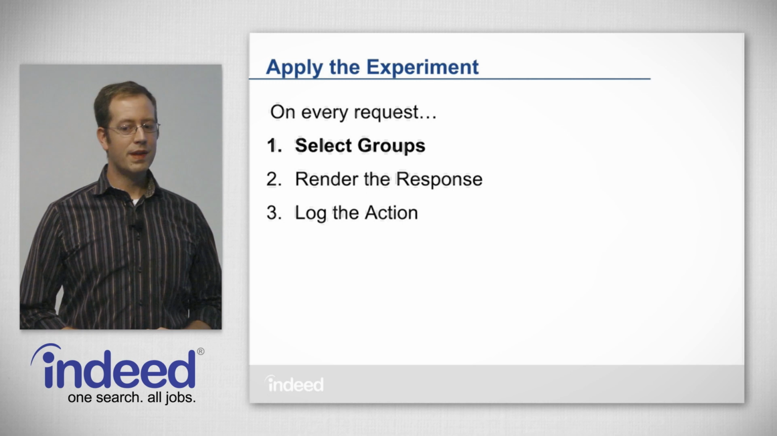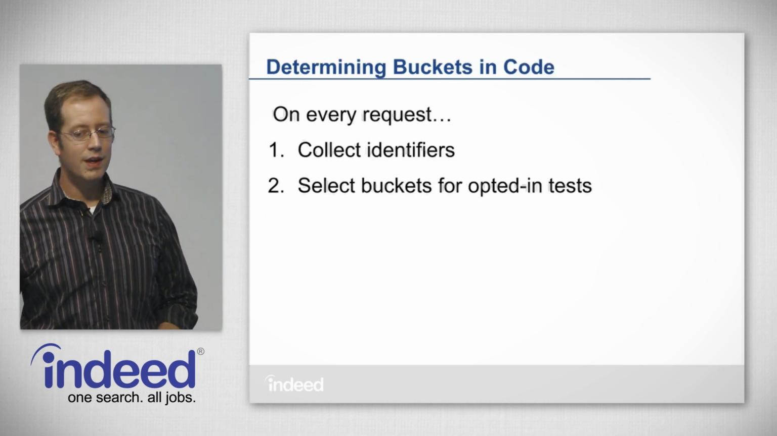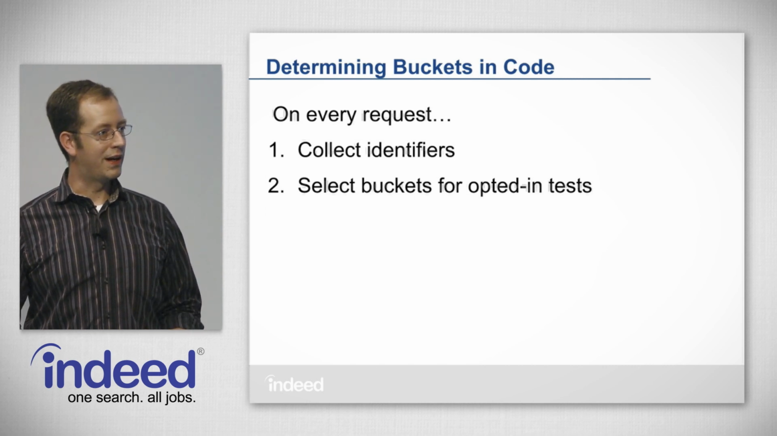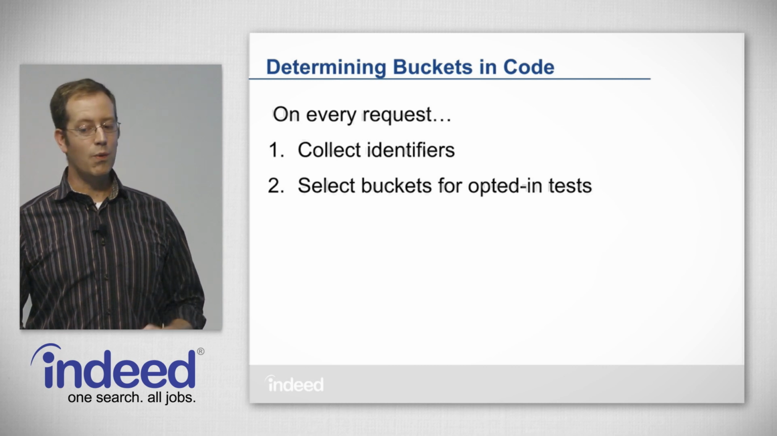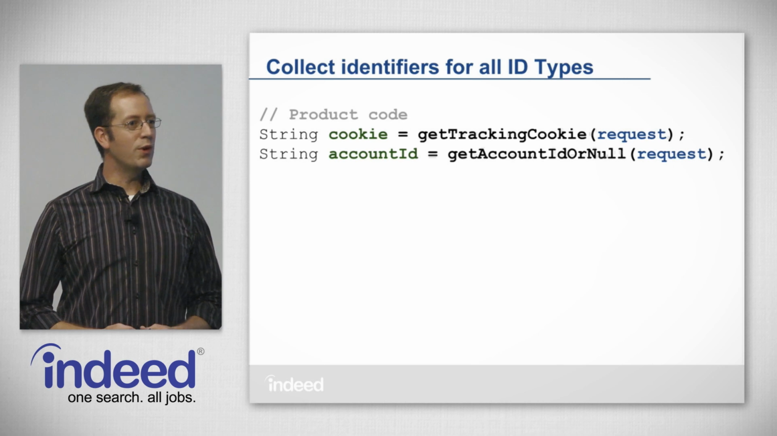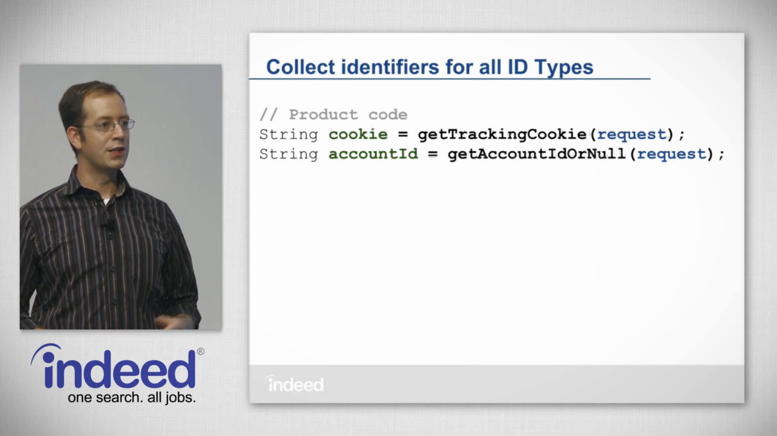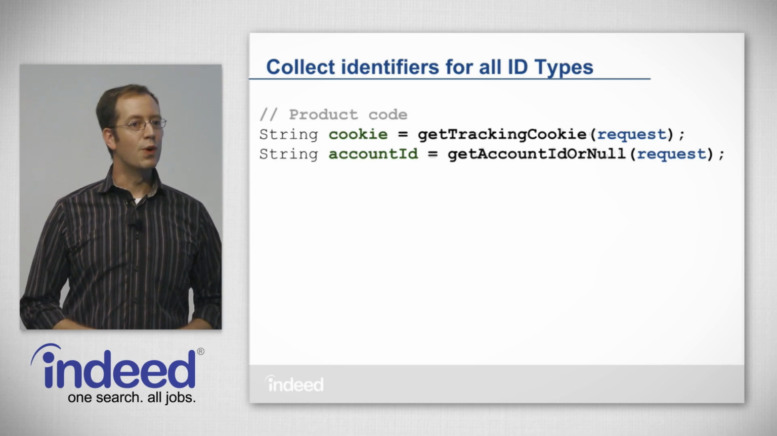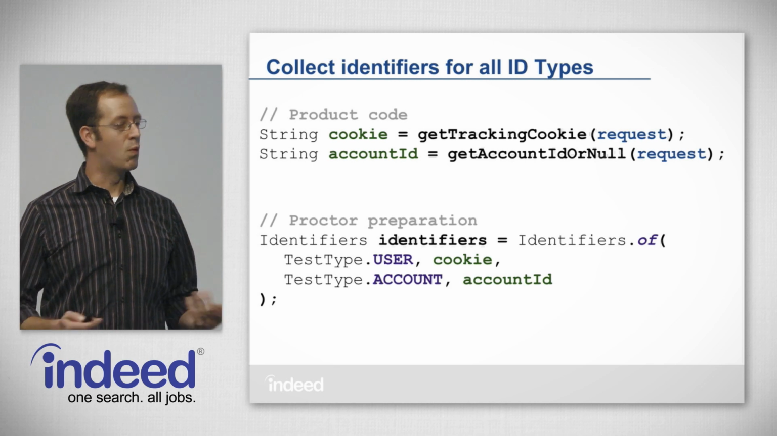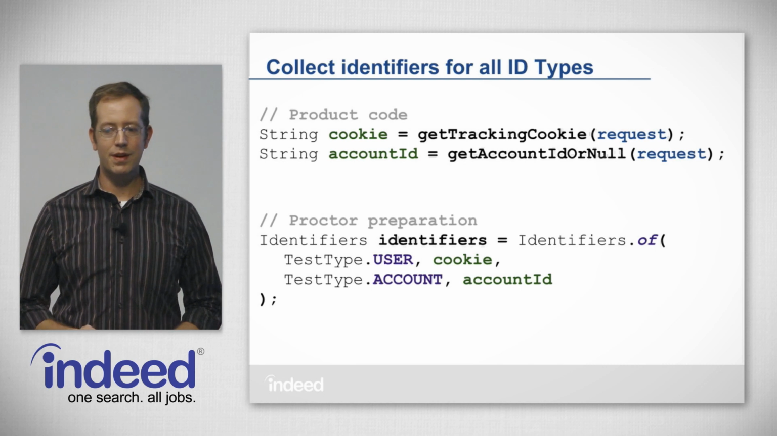So in the code, to apply the experiment, we need to first select the groups. And to do that, on every request that comes in, we collect all the identifiers, and we then select the buckets for the opted-in tests. Somewhere in your code base, you have some code that looks something like this, where you're grabbing the tracking key and you're grabbing the account ID because you already needed those for your code. To integrate Proctor, you just put those into an identifiers, which is kind of like a wallet and just contains the value of each of those IDs for this request.